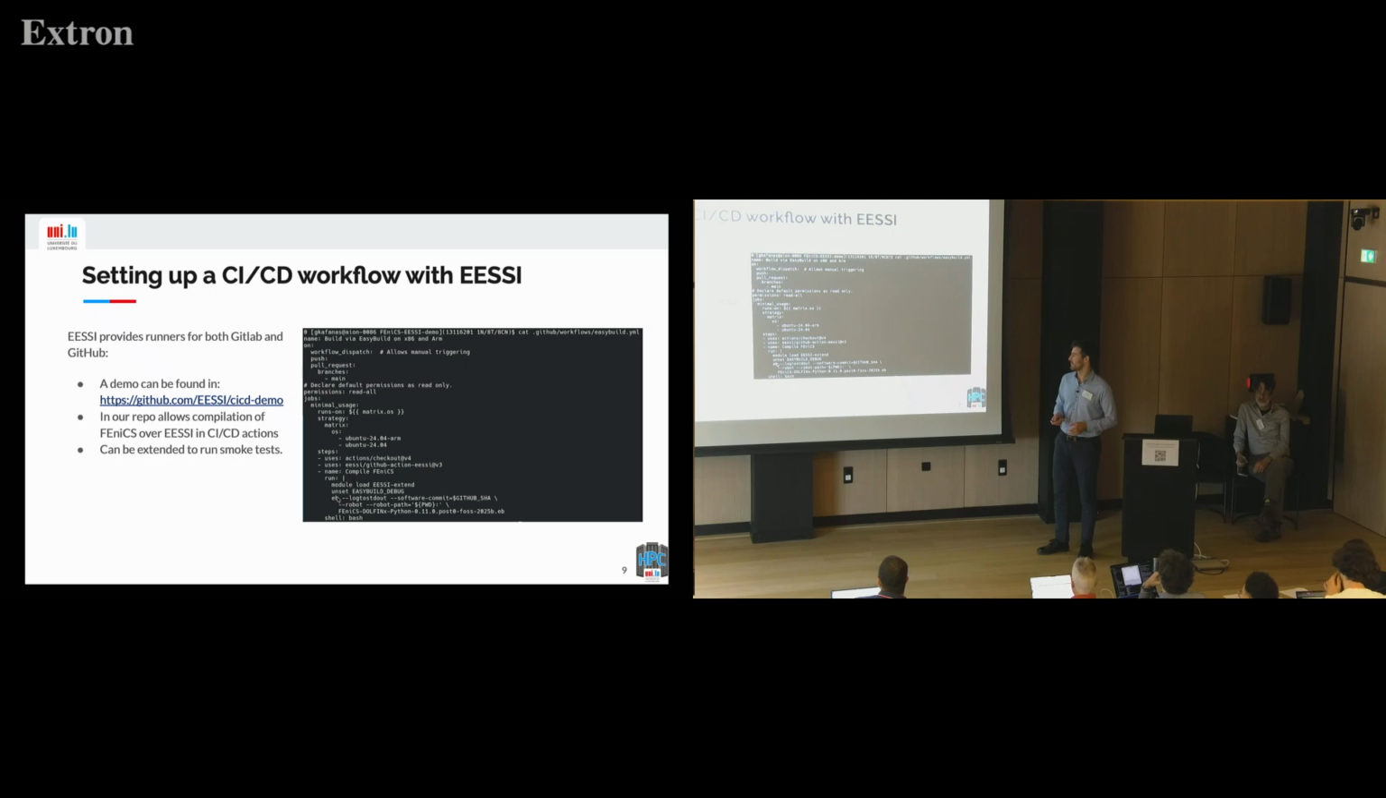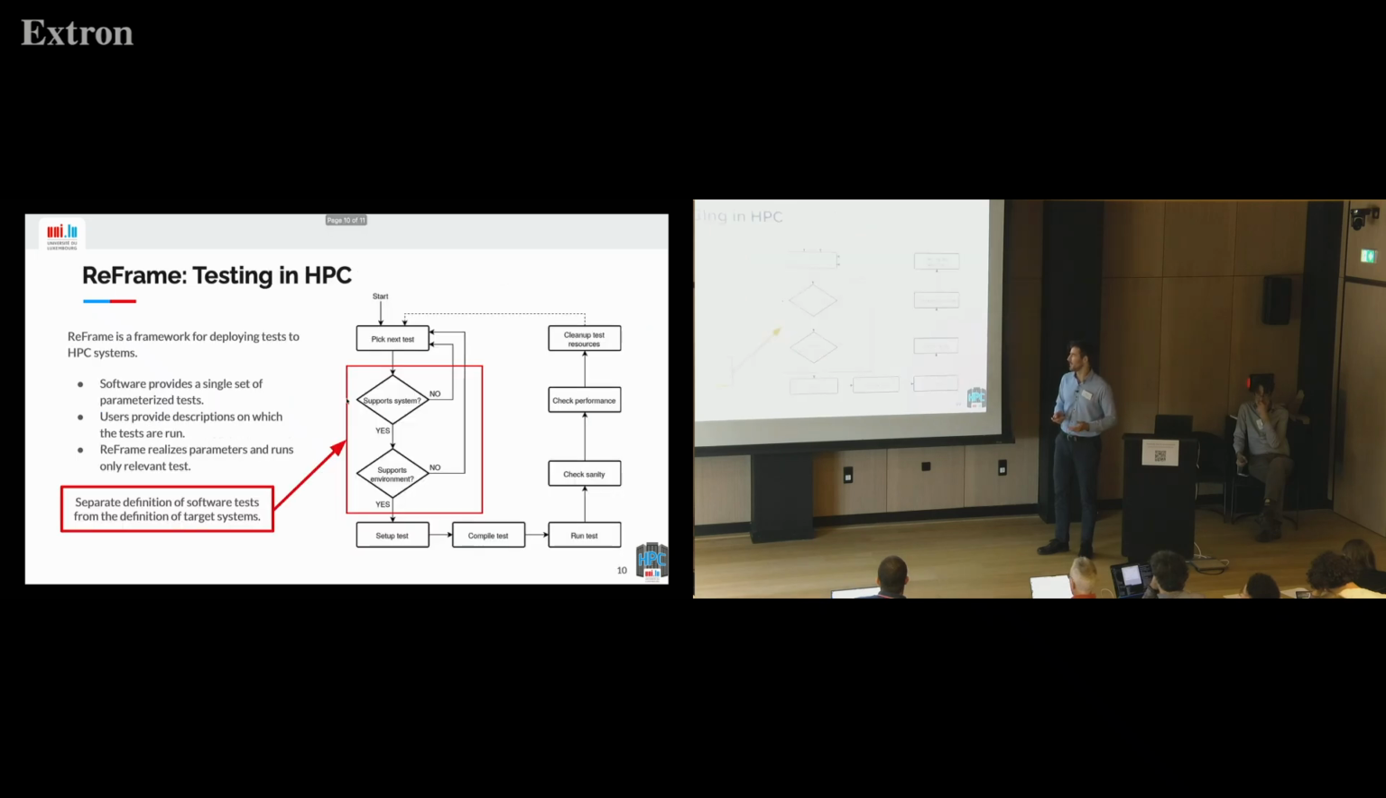Now, something very useful with this kind of workflow is that you can extend it and add tests, like smoke tests, to detect regressions and also performance regressions. And if you want to contribute your work back to Easy, they require some specific format of these tests. So the people there tend to use Reframe. Reframe is just a testing framework that runs any kind of test in HPC platforms.